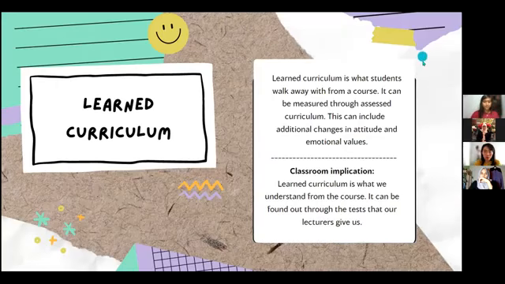Okay, the next curriculum that we have is the learned curriculum. So learned curriculum is basically what the students will take away from the course. So it's what they have understood from the course. And this learned curriculum is measured through the assessed curriculum, which Shubha has explained just now. So through the tests, presentations, and exams, our lecturers will actually find out what we have learned in the curriculum. And sometimes learned curriculum can also include changes in attitude and in emotional values. It is part of what we learn through the process in the course.